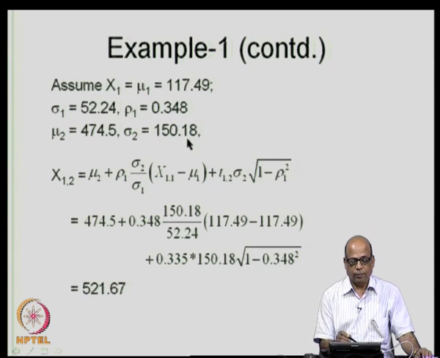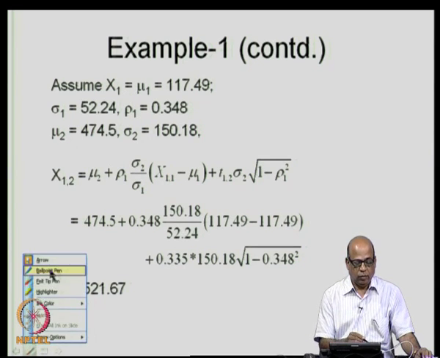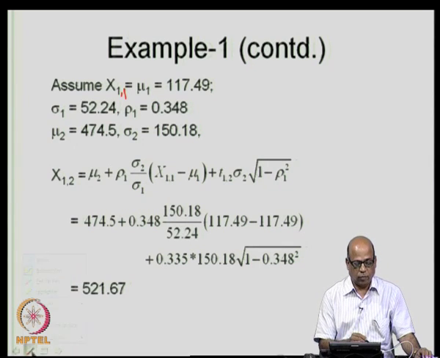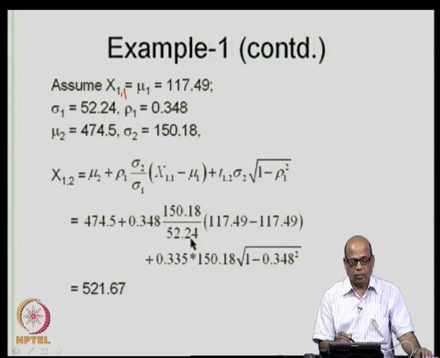These values we use and write x 1 2. What does this mean? The flow for the first year for the second month. So, you would have assumed x 1 1 here. This x 1 1 is equal to mu 1, what we have assumed, and starting with that we will write this to be 474.5 plus 0.348 into 150.18 by 52.24, etcetera.